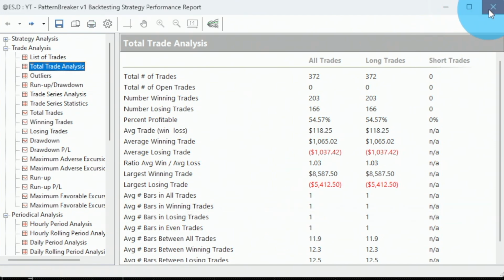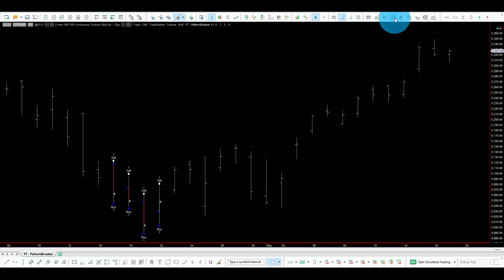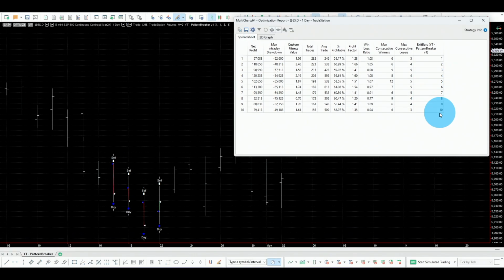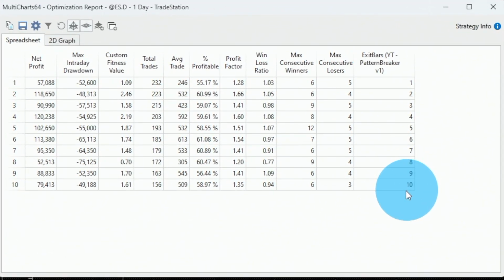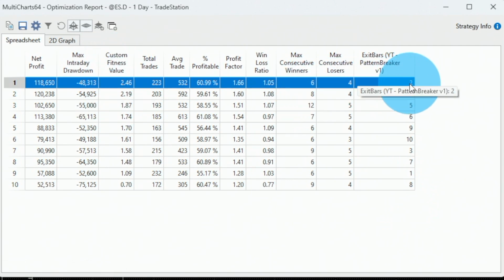Now, remember, we are holding for 1 day, so we can easily extend that. And let's try a number of fixed bars. So here is the optimization using that same pattern, but now we are holding from 1 to 10 bars. So instead of exiting the same day, we are holding for more than 1 day. And if I sort by return to drawdown, we can see 2 bars is the best.